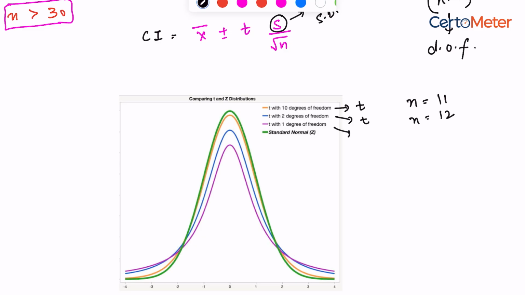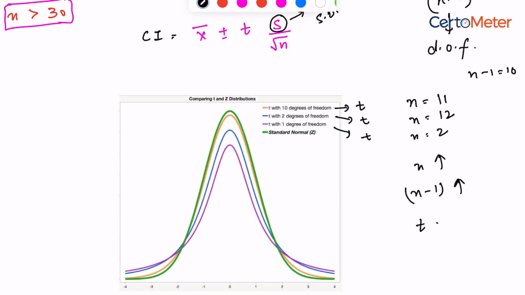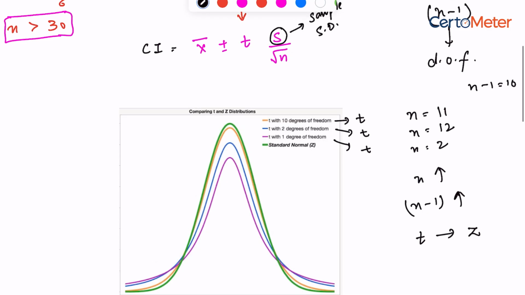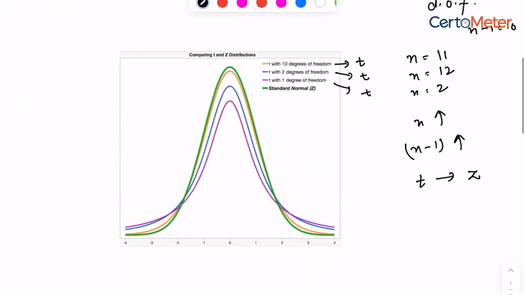And this is done with 1 degree of freedom. So with 10 degrees of freedom, n minus 1 is equal to 10, right? So the n value becomes 11. Similarly, with 1 degree of freedom, it means the n value is 2. So as you can see, as my n value increases, my n minus 1 value will increase. That means as my sample size increases, my degrees of freedom also increase, and in that case, my T test is going to convert into a Z test. As my sample size keeps on increasing, somewhere it will touch the 30 mark and it will be converted into a Z test.